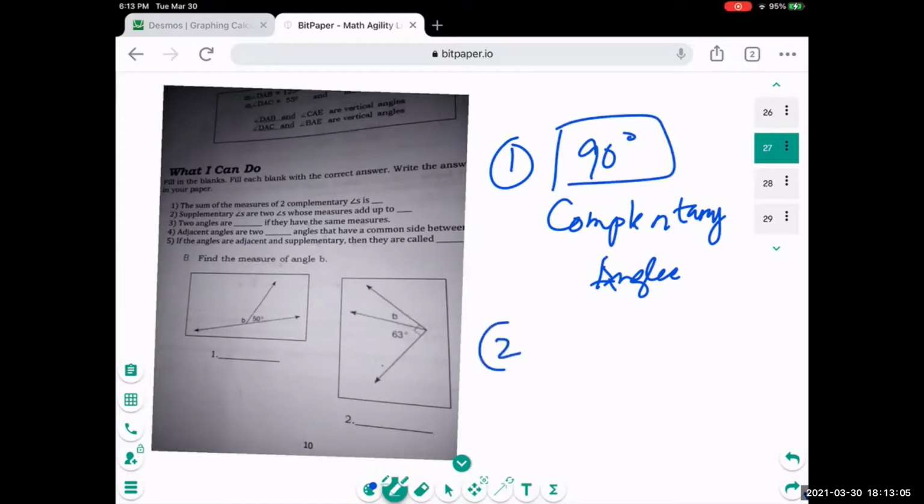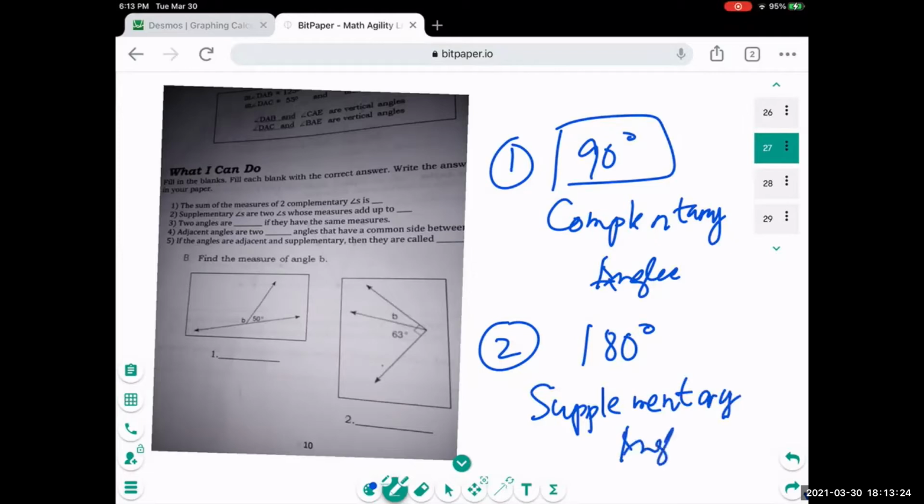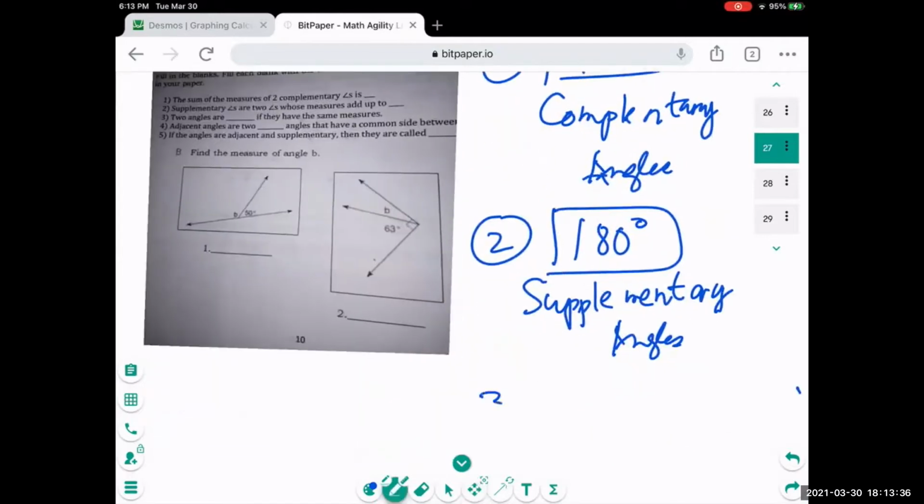And then for question number two, supplementary angles are two angles whose measures add up to. So supplementary angles, when we add them together, are 180 degrees. Supplementary angles add up to 180 degrees. And then the third question: two angles are blank if they have the same measure. If they have the same measure, then they should be congruent, right?